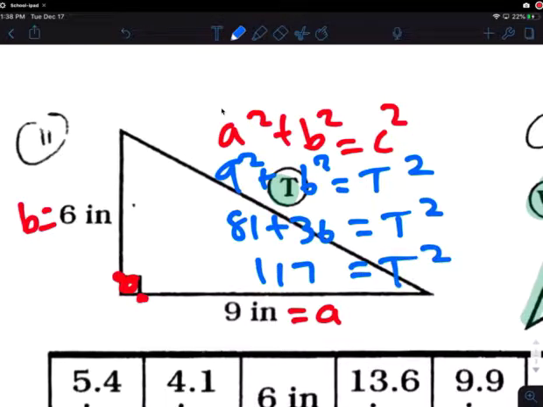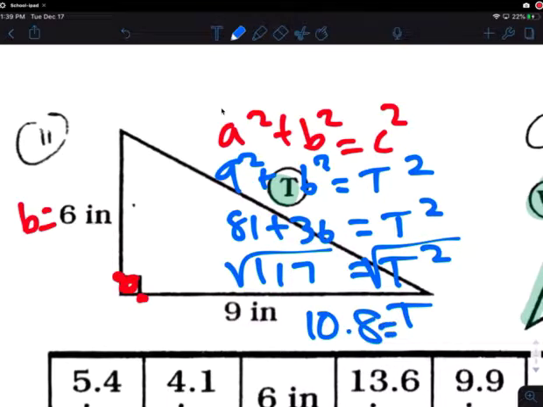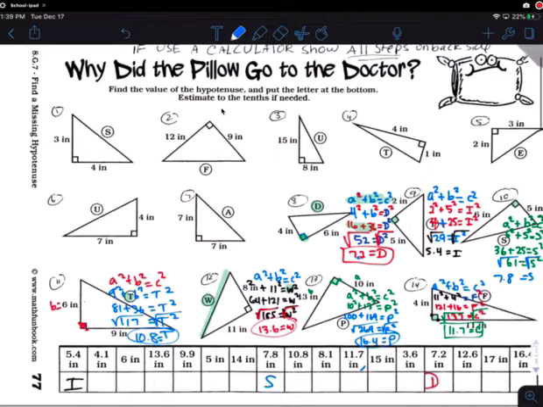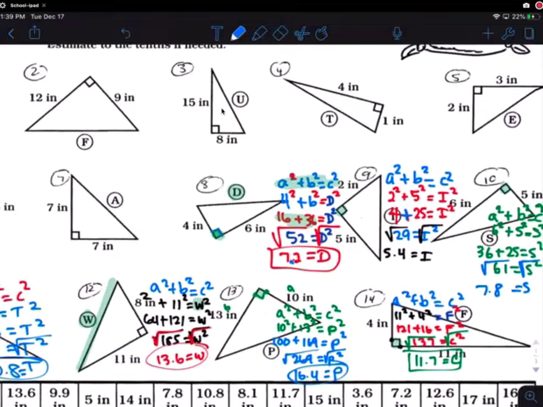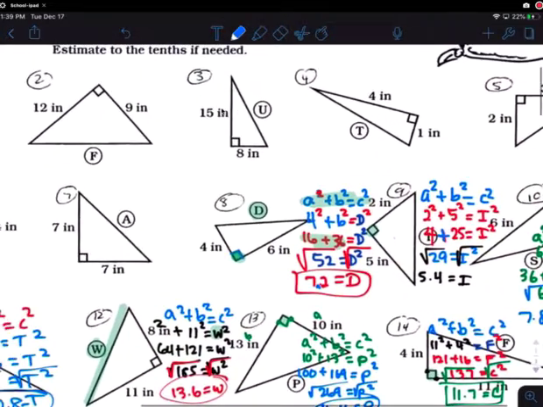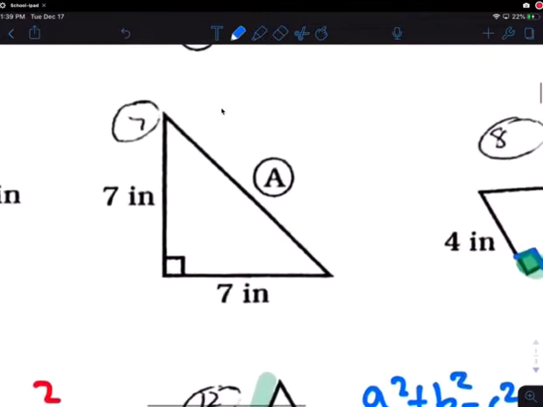It's 11 point something. So square root of 117 is 10.81. I'm going to erase that so I can write t, take the square root. So 10.81, so it's 10.8. It's equal to t. Okay, here's how you do number 10. Right there, 9, 8. Let's do number 7. Some class I did number 7 already too.